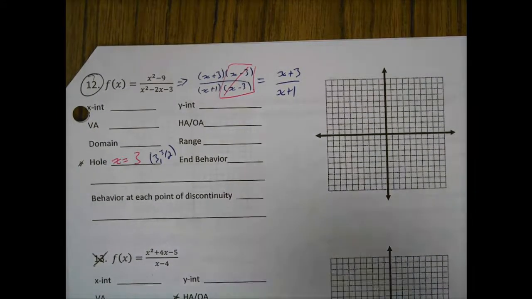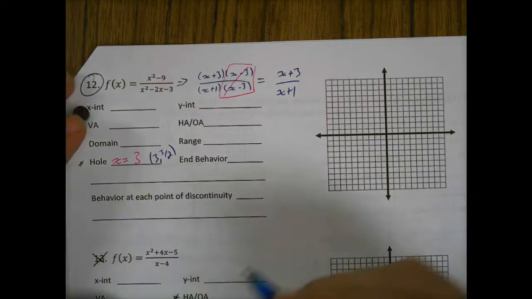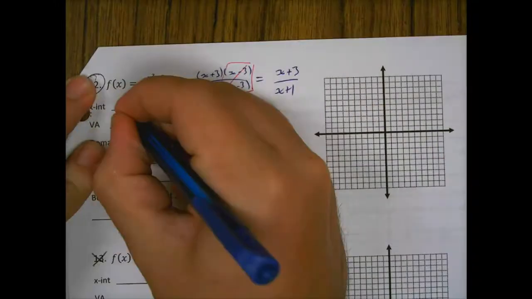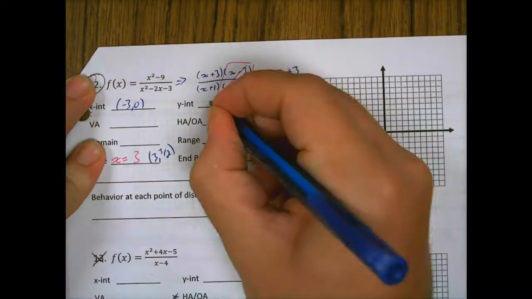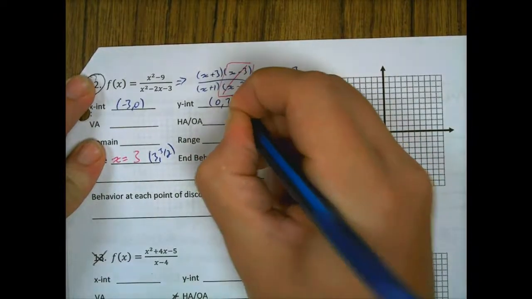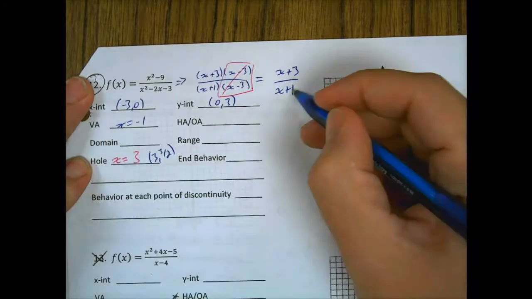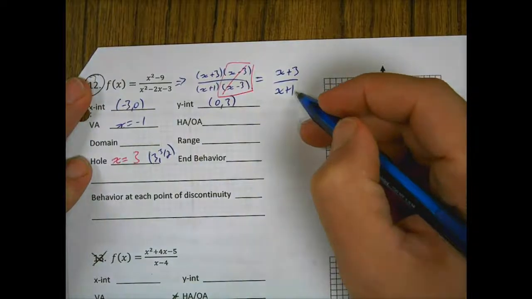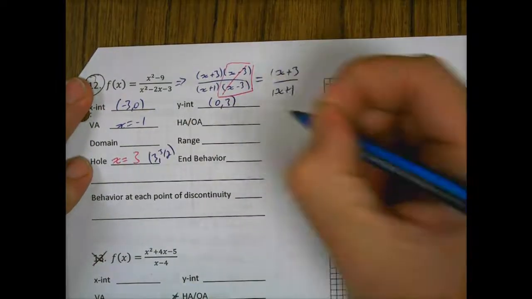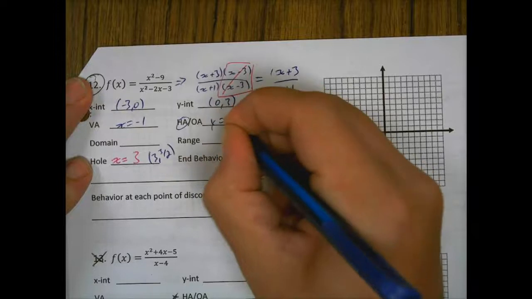Let me get the rest of this stuff on our paper real quick that we need from this. Actually, I'll just walk you guys through it. X-intercept, we will have -3, 0. Y-intercept, we will have 0, 3. Vertical asymptote, we have -1. Just use your simplified function from these points on. Our horizontal, we have 1 over 1, so we have a horizontal at y equals 1.